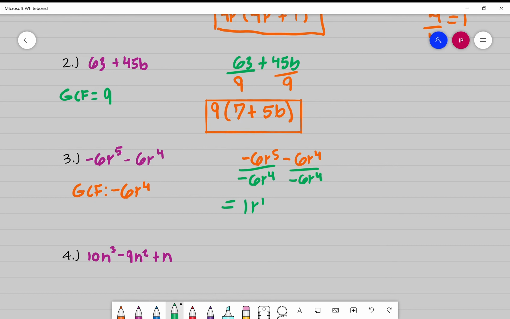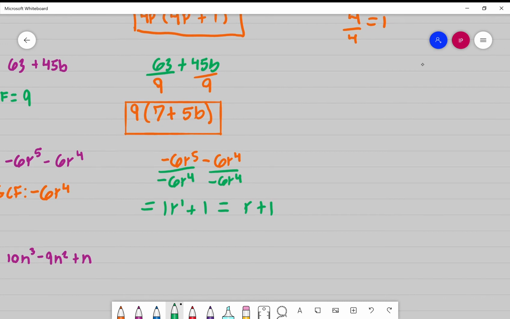Alright. And again, we have the same numbers. We have negative 6r to the 4th divided by negative 6r to the 4th, which is just 1. But since it's a negative over a negative, that becomes a positive, so we're going to plus 1. Alright, so I'm going to rewrite this as r plus 1. And let's form our answer. So we have r to the first, or r plus 1, in parentheses, and then we have the negative 6r to the 4th, which is our GCF.